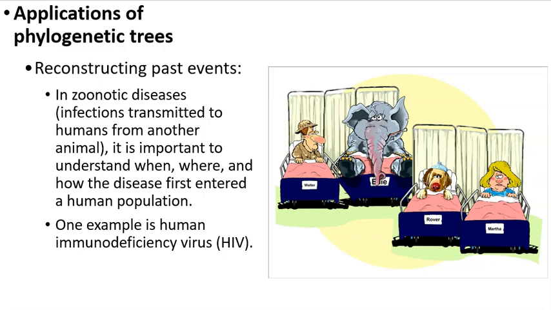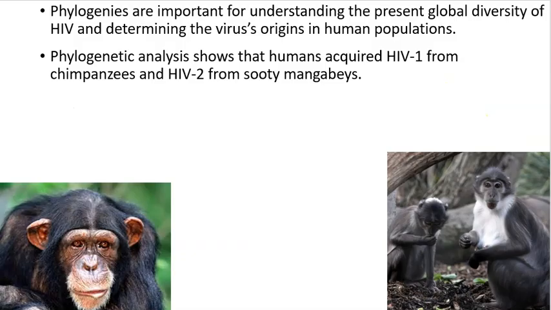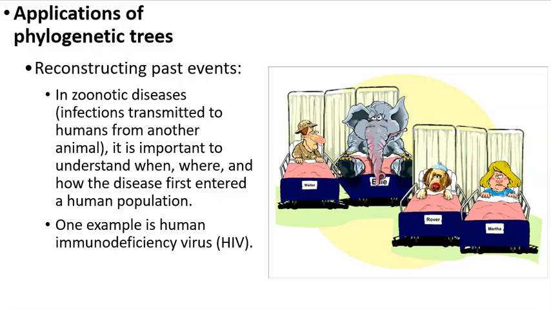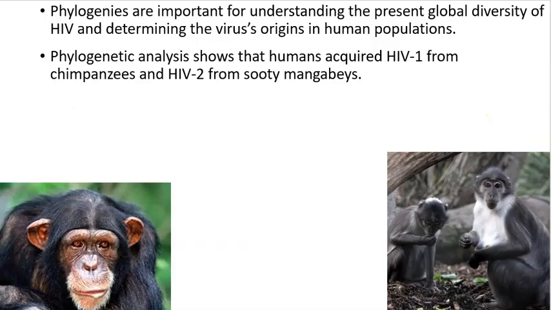And so applications are kind of cool because zoonotic diseases are infections. This is not cool, but applying phylogenetics to helping humans live and treat diseases is cool. And so it is important to understand when and where. For example, one example, and it's wreaked havoc on our planet, is HIV. HIV is a zoonotic disease. It started in chimpanzees, but one version started in sooty mangabeys.